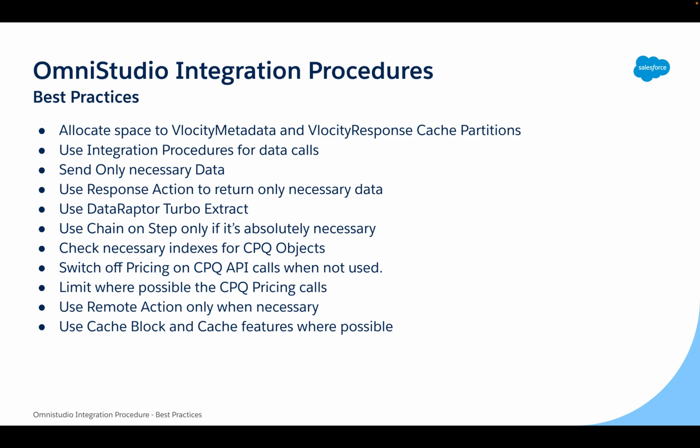Check that the necessary indices are there on the CPQ objects whenever we are making CPQ calls, like get carts or get cart items. When you're using filters, ensure whatever we are filtering on is indexed or at least supports indexing. Switch off pricing within the CPQ API calls in the IPs when you are not using it. When you don't explicitly switch it off, it will still run pricing. Limit the pricing calls wherever possible.